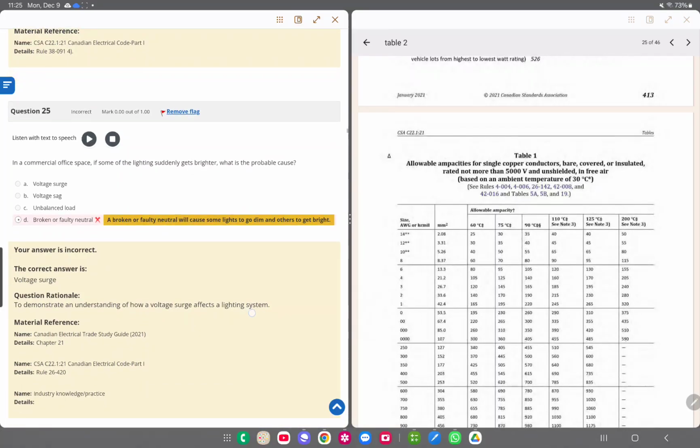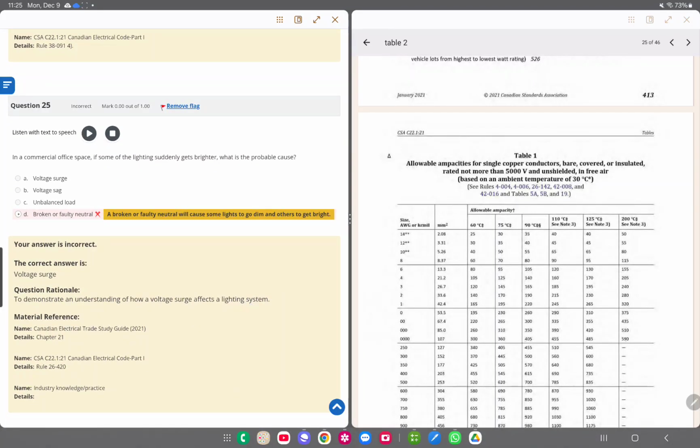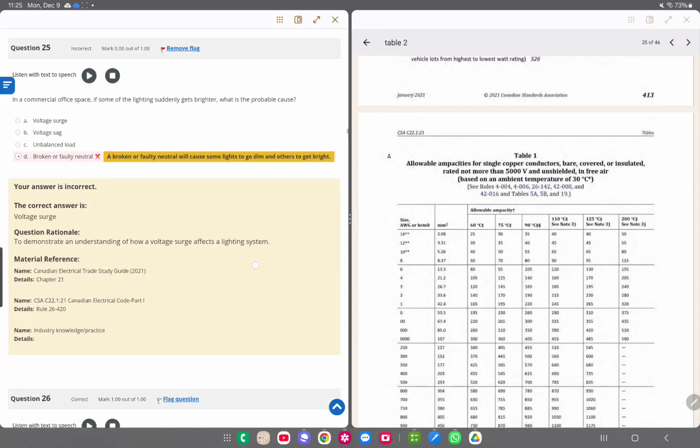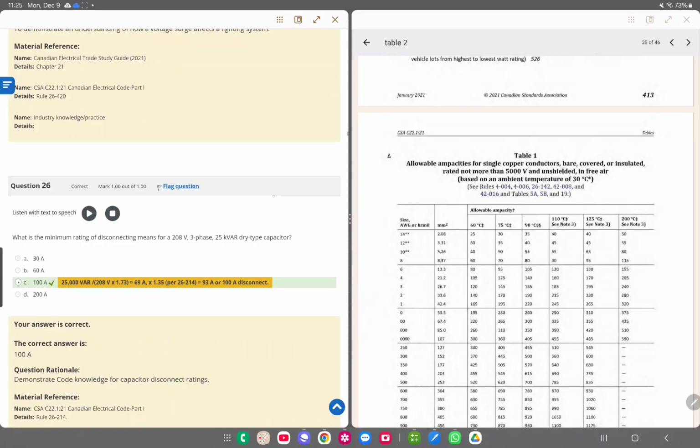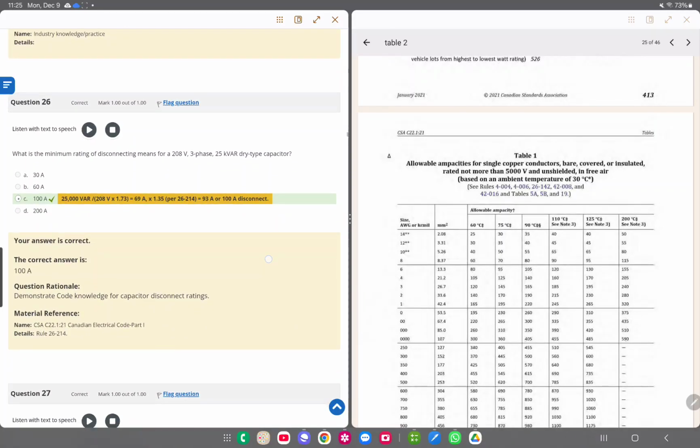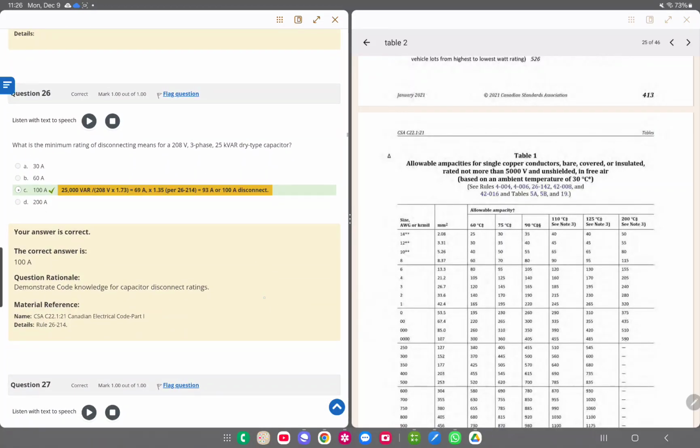In a commercial office space, if some of the lighting suddenly gets brighter, what is the probable cause? This is going to be a voltage surge. Now, a broken or faulty neutral will cause some lights to go dim and others to get bright. But if you only see one side getting brighter, it's a surge. This is rule 26-420.